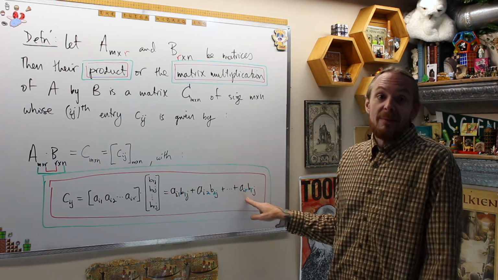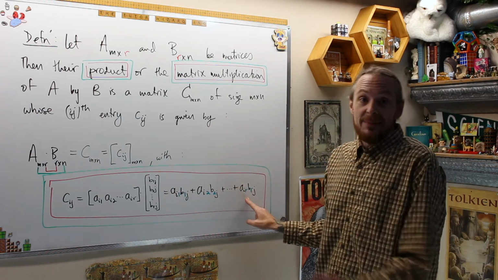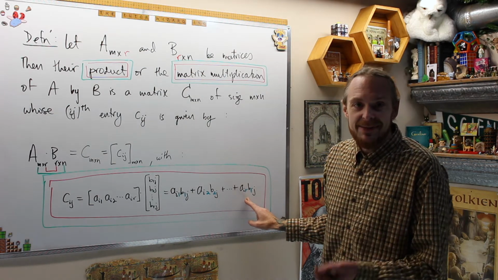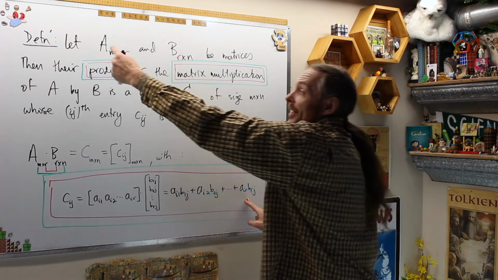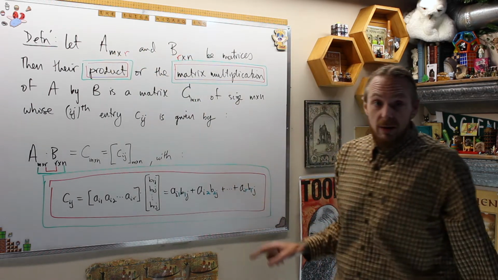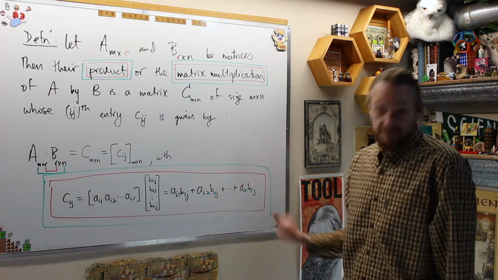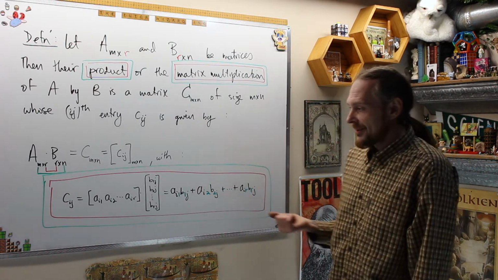This is one entry, and remember, for an m by n matrix, there's m times n entries. So we have to do this m times n times. So if this is 3 by 2 and this is 2 by 4, we're going to have to do this 3 times 4, 12 times, to get all the entries. Oh my goodness. Let's try this out at least once and see what's happening.